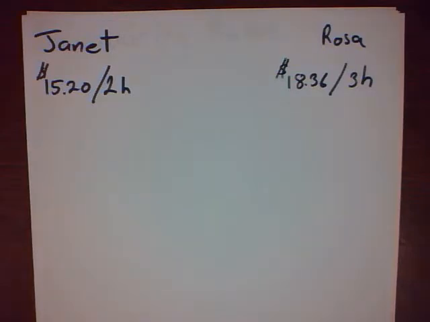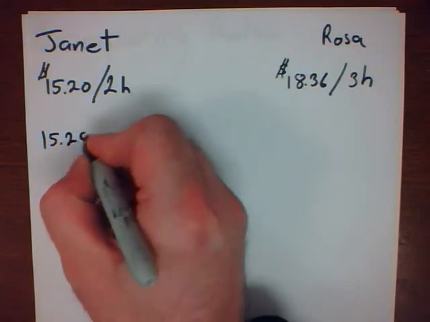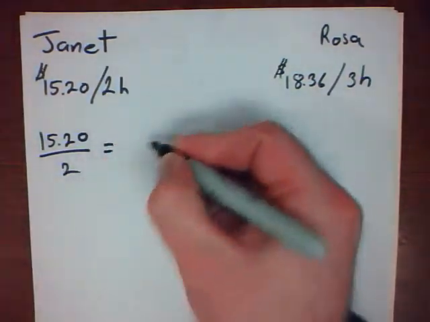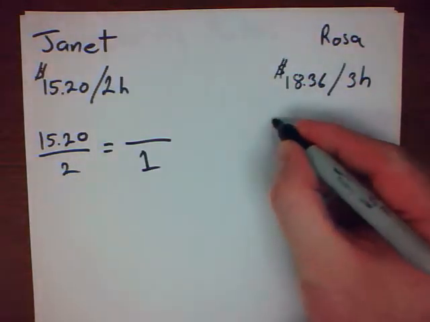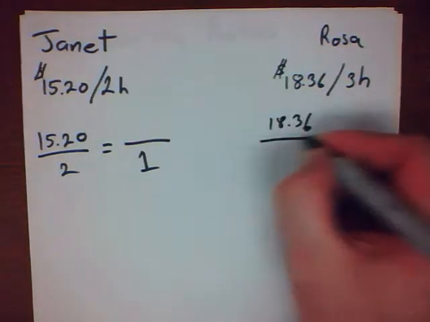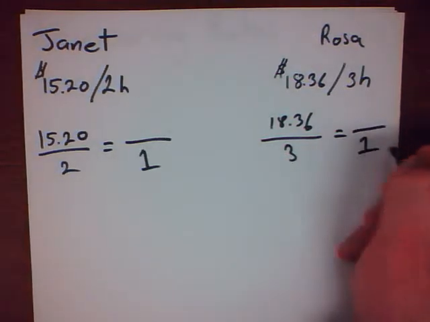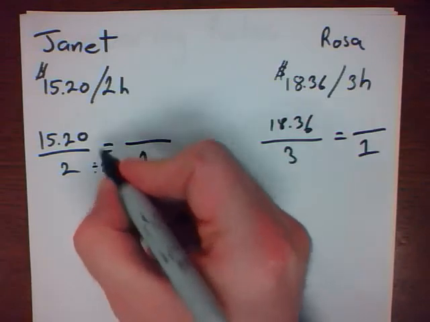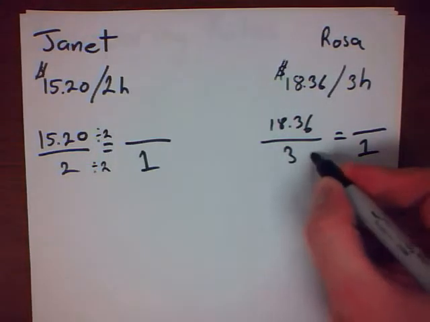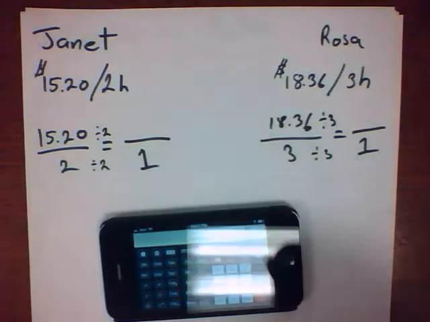This is quite simple. You're going to turn these into unit rates. Remember, a unit rate has to have a term of 1. I'm going to take this one. And there are lots and lots and lots of different ways to do this. But notice this is divided by 2. This is divided by 3. So I simply take my calculator.